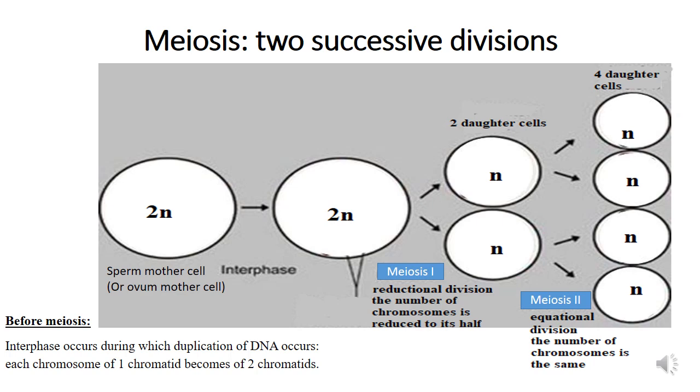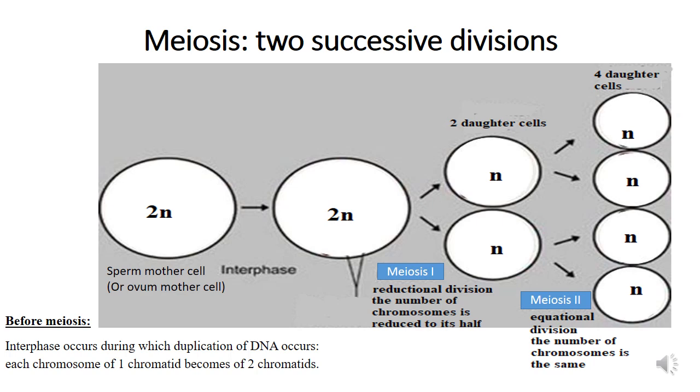Like in every division, we always have a phase that we call growth phase or interphase. This interphase occurs always before mitosis and also before meiosis. So, look at the diagram, please. We have here a sperm mother cell, or it could also be an ovum mother cell.